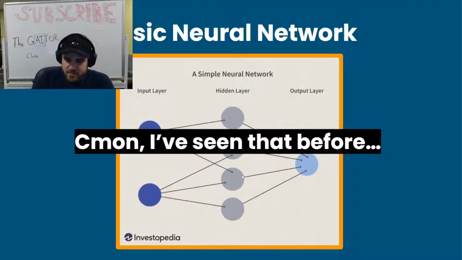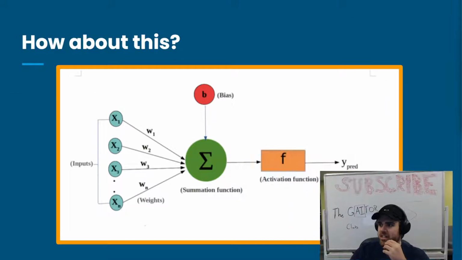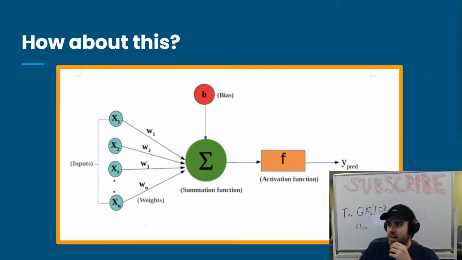All right, let's go on to the next one. Have you ever seen this before? This is what an actual neural network looks like. This is what all the variables look like. This is how it kind of works. I'm actually going to move this down here in the corner.